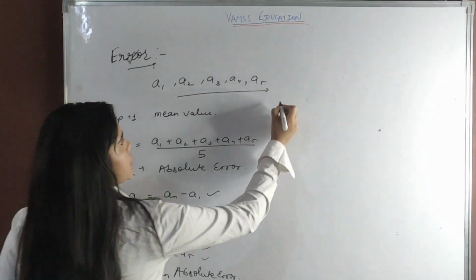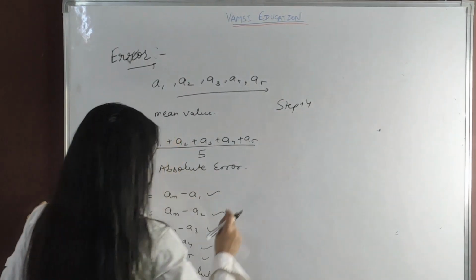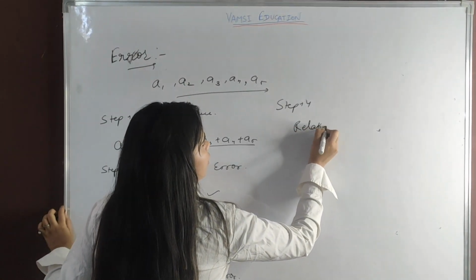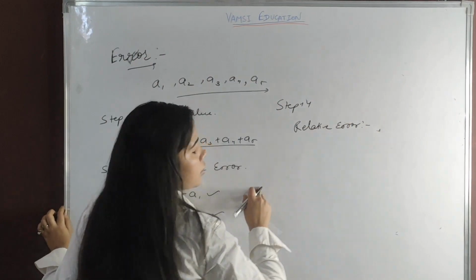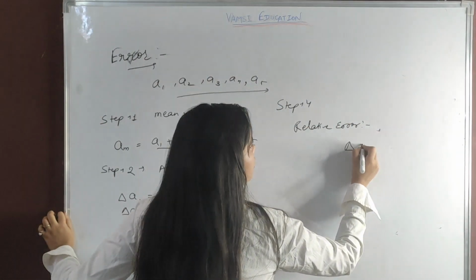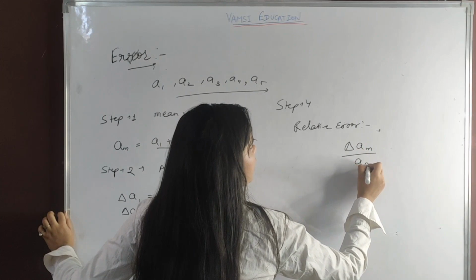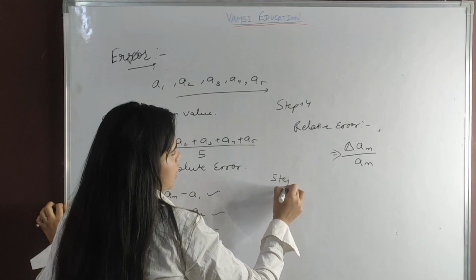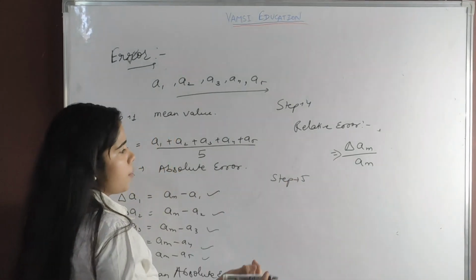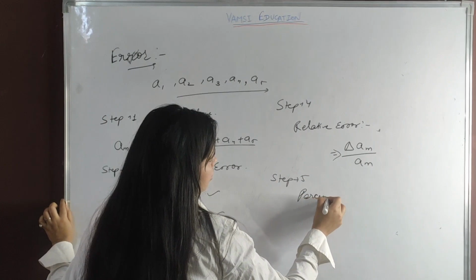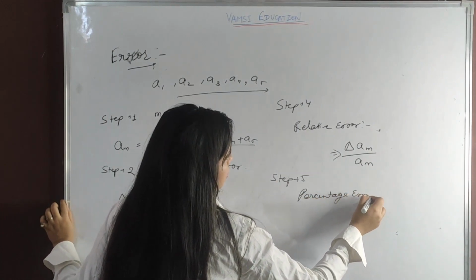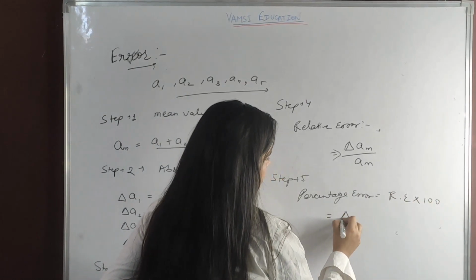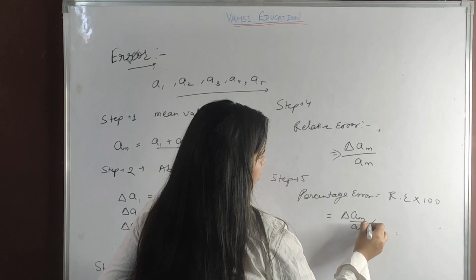Now after this, step 4, we have to find the relative error. So what is the relative error? The ratio of the mean absolute error to the mean value. That is the relative error. And the last step, our final step, is finding the percentage error. So percentage error is equal to relative error into 100. So we can write del AM by AM into 100.